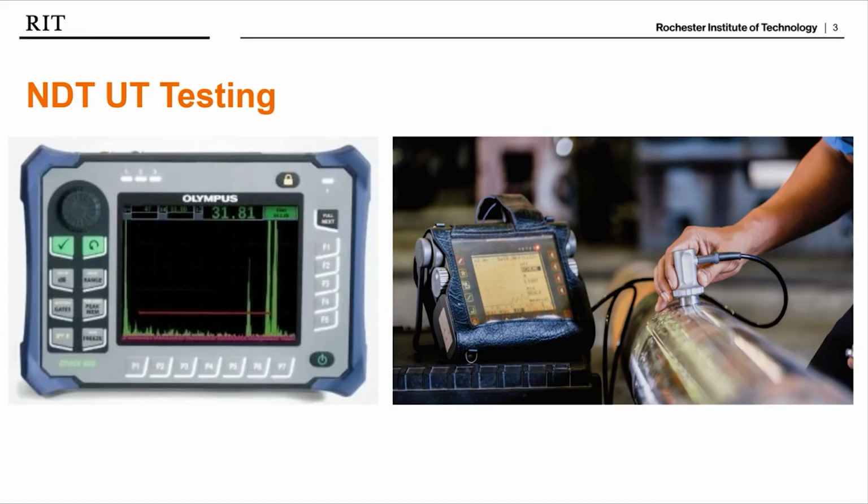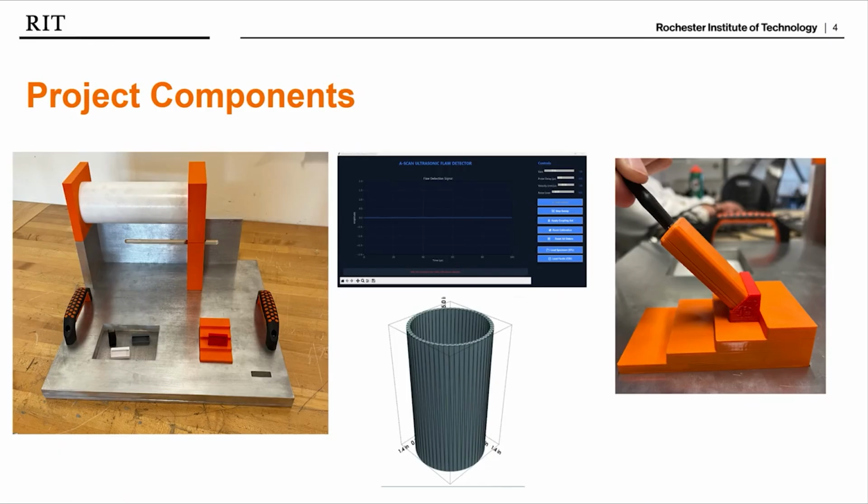Current training processes are insufficient as sample specimens used to train technicians lack variations in faults that are present in real-world scenarios, and the faults can't be moved along the specimen. Our project can be broken down into three key components: a fixture, an NDT flaw detection GUI, and a probe.